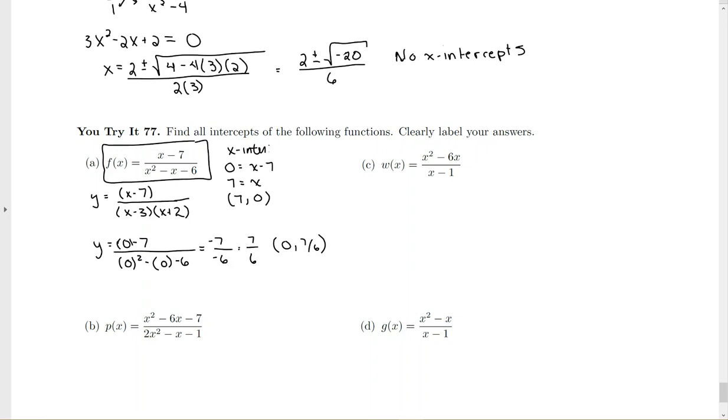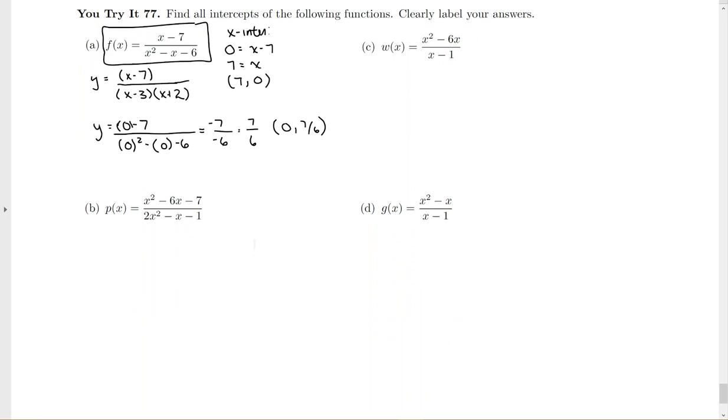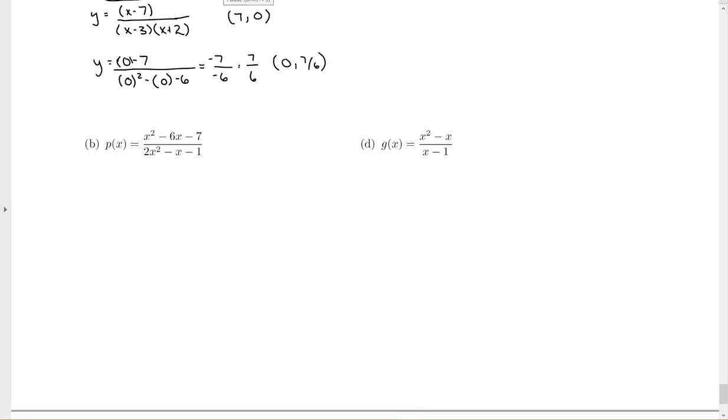Okay. Well, let's go down to b here. So again, try to factor it, see what you end up with. So this is going to be (x minus 7)(x plus 1). And the denominator, I need 2x times x. And the negative 1, so I'm going to have to multiply to get negative 1, so it's going to have to be a positive times a negative.